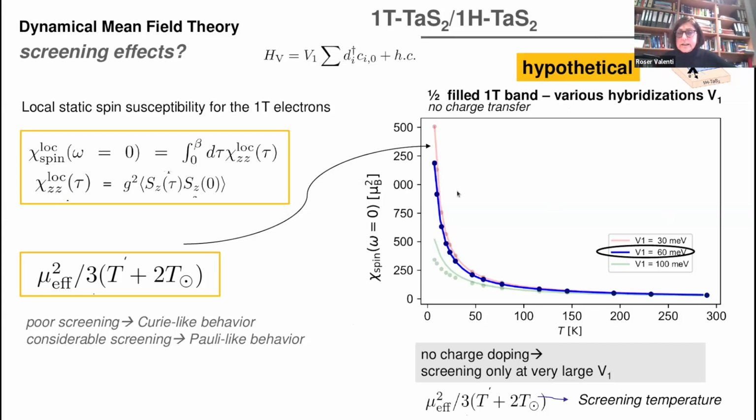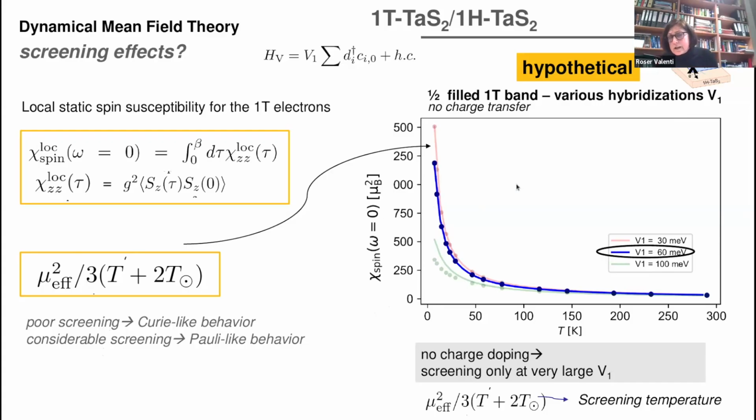And what I'm showing here is, as a function of the hybridization between these two layers, how this local spin susceptibility behaves as a function of temperature. We know that this behavior gives us information about the screening. If the susceptibility follows a Curie type law, then this indicates that we have very poor screening. However, if we have considerable screening, we expect a Pauli-like behavior.